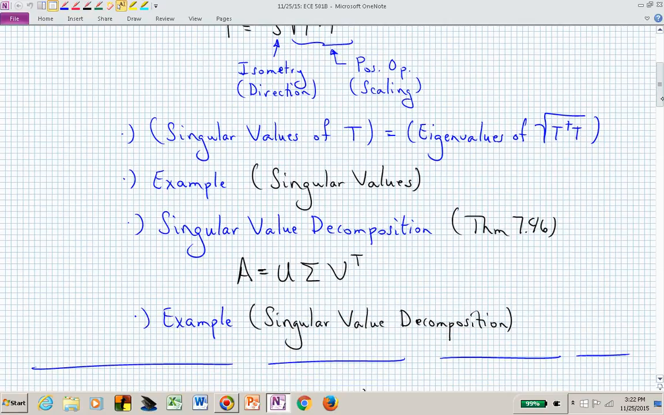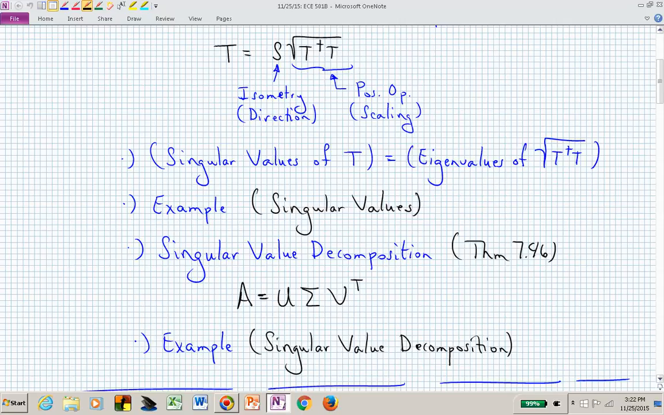That will actually lead us naturally into this new term, singular values, which are in fact the eigenvalues of this operator, square root of T dagger T, and we will illustrate that with an example. Then beyond just seeing singular values, we can use those to help us decompose any matrix, not just a square matrix, but any rectangular matrix, into this three-part decomposition or factorization. We have U, sigma, V transpose.